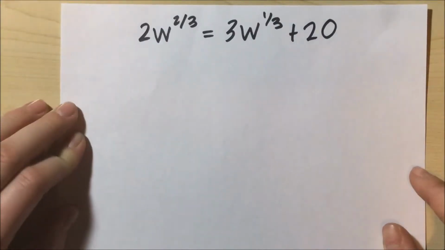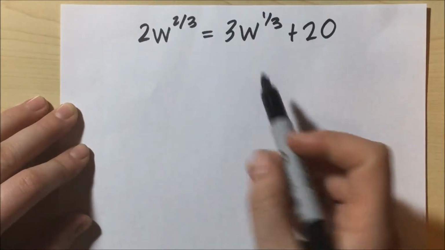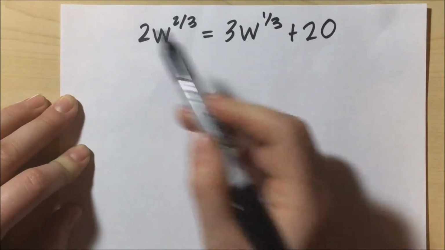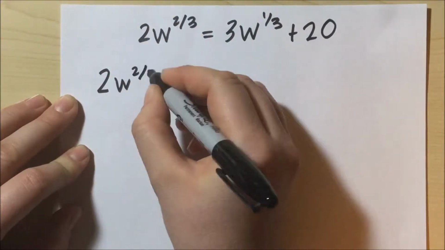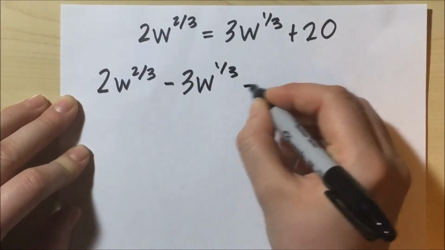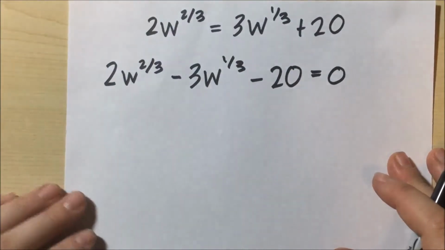Okay, so I have this equation here. And what I'm going to do first is I'm just going to set all of this equal to 0. So I'm going to move all of this over to the other side. And I have 2w^(2/3) minus 3w^(1/3) minus 20 equals 0. Sorry, my equal signs don't line up.